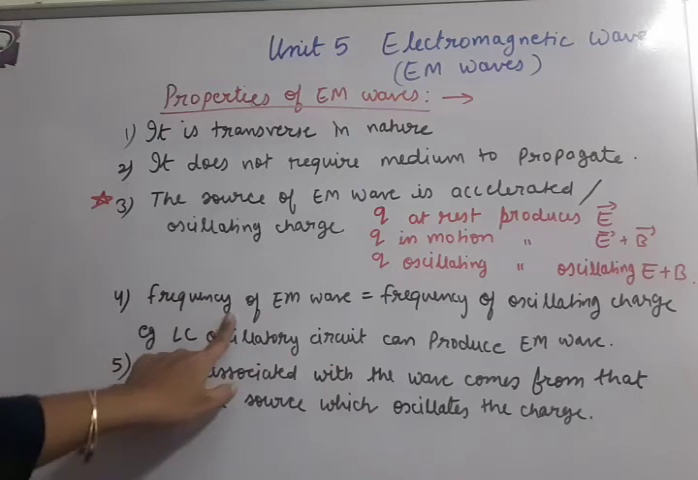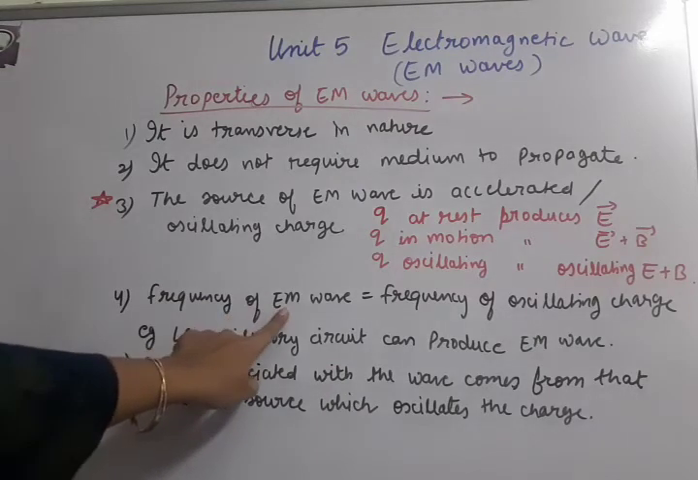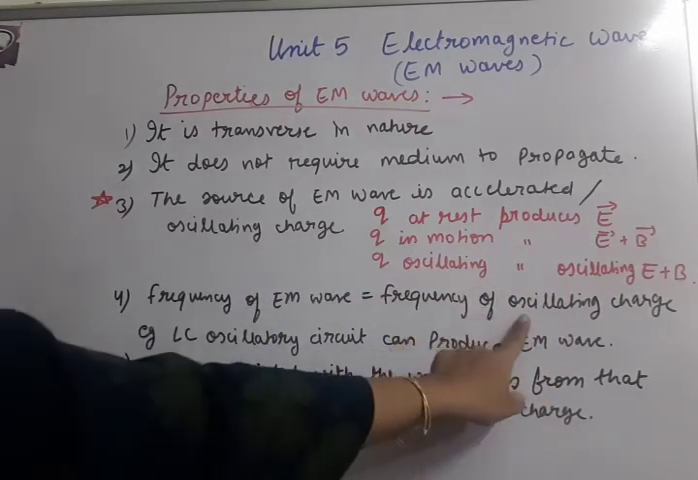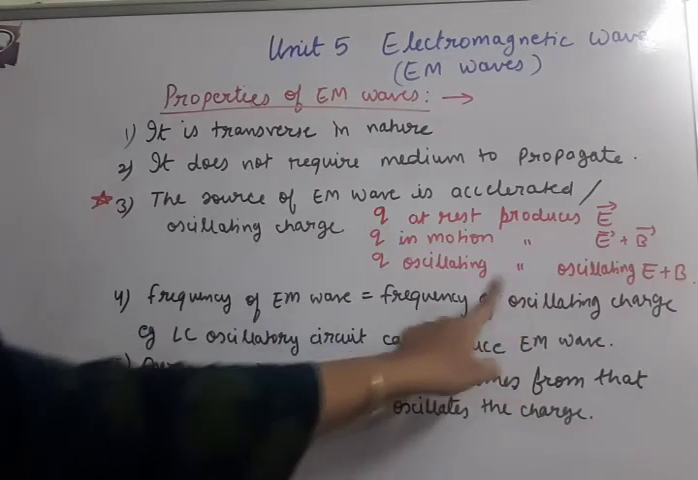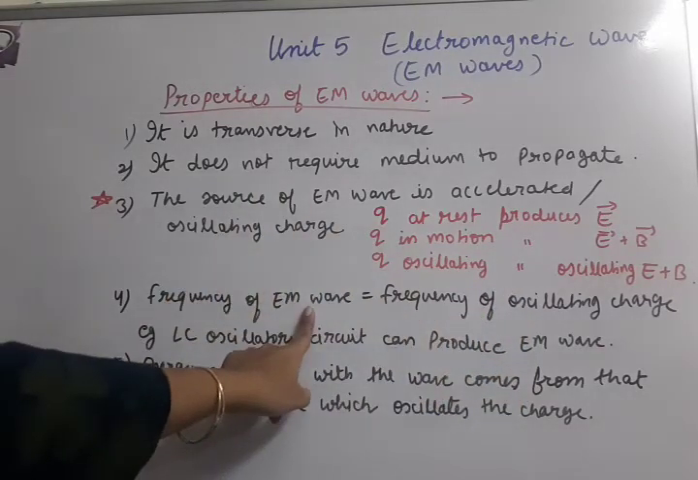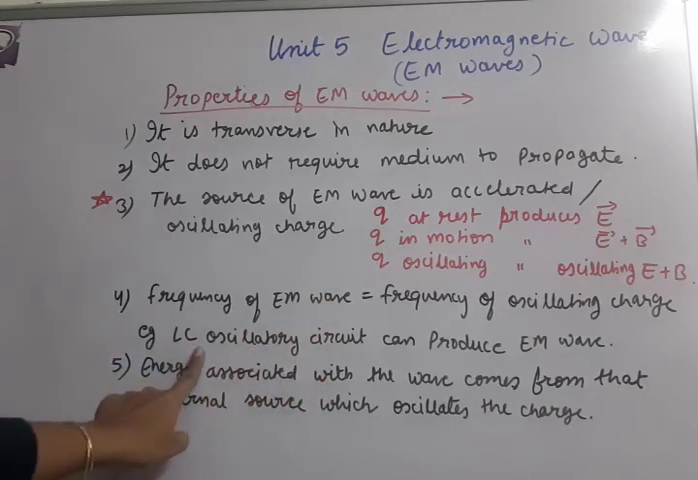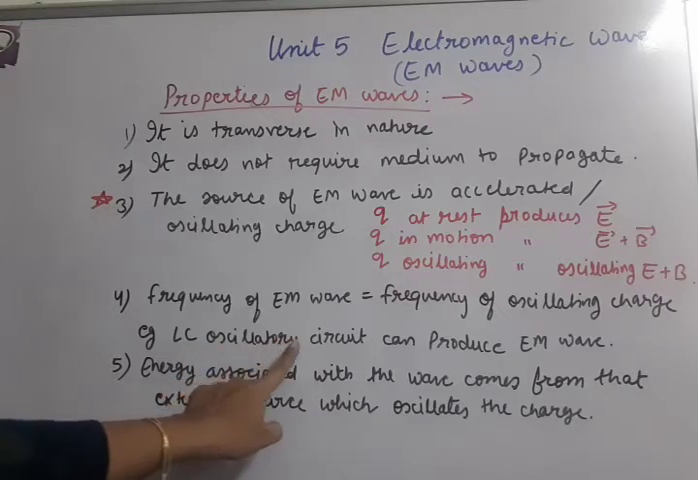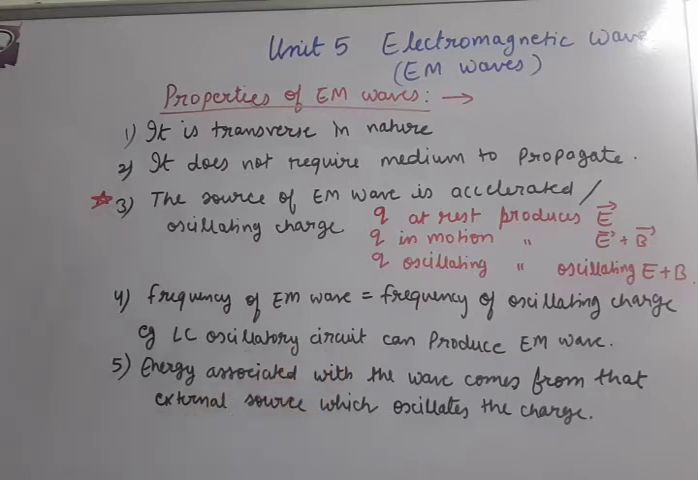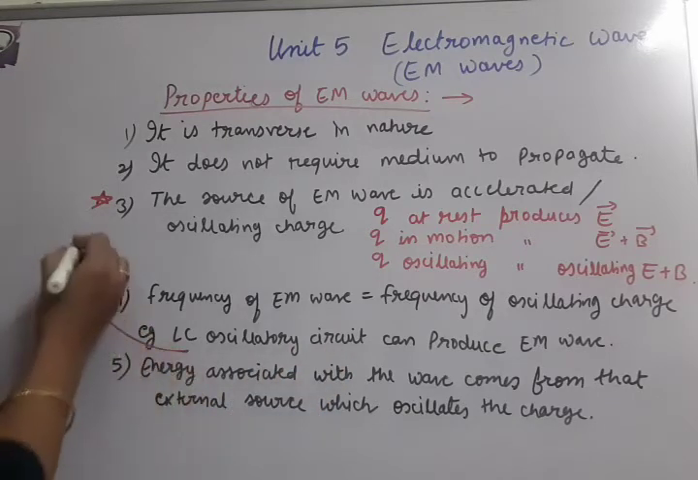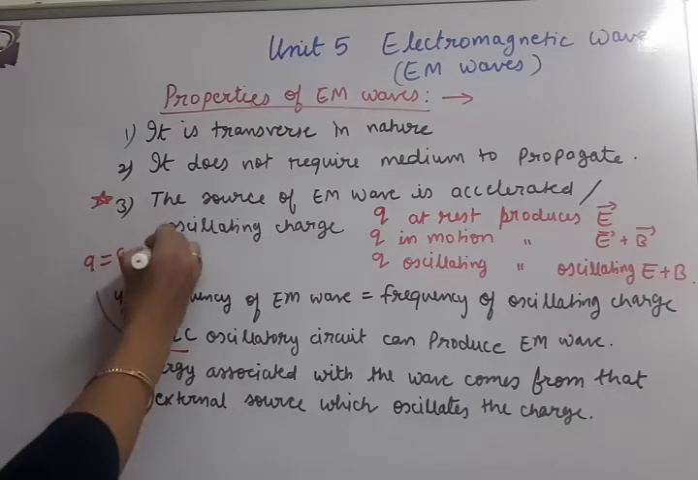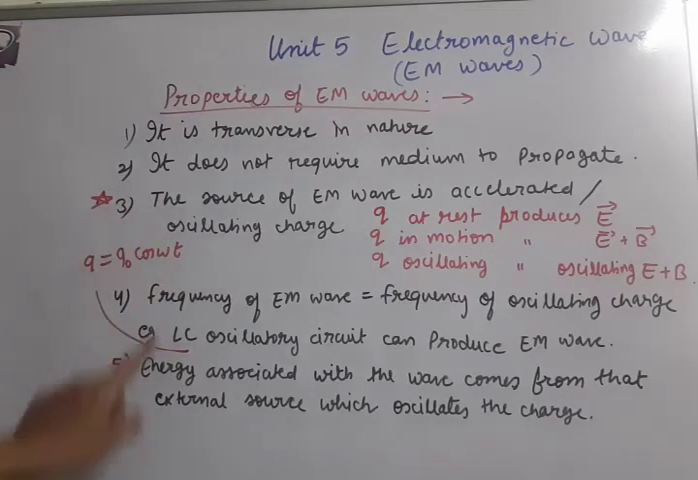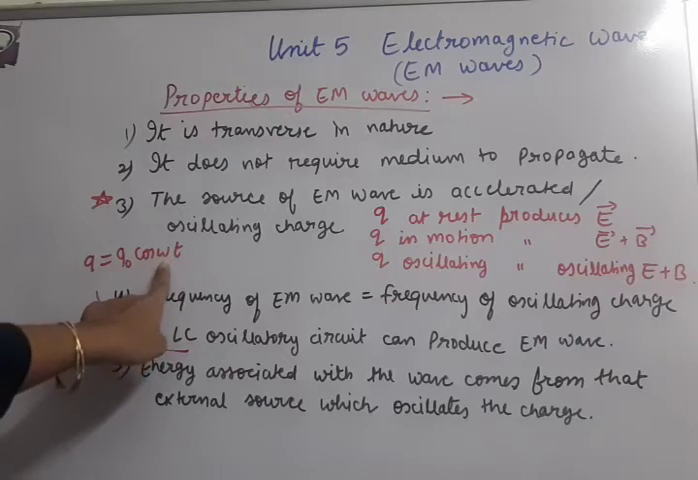Now, fourth property, what should be the frequency of EM wave? See, EM wave is produced by oscillating charge. So whatever is the frequency of oscillating charge, that same is the frequency of EM wave also. I'll give you the example. We have studied LC parallel circuit or LC oscillating circuit in unit number 4. There we have proved that LC oscillating circuit actually produces an oscillating charge. What was the equation? Q equal to Q0 cos omega t. This was the equation. Okay, so you can see the charge was oscillating with the frequency omega.